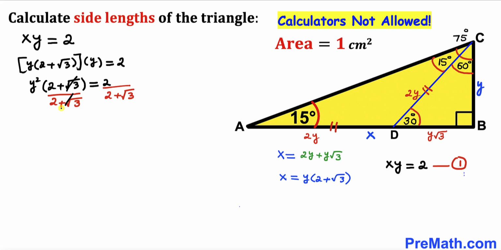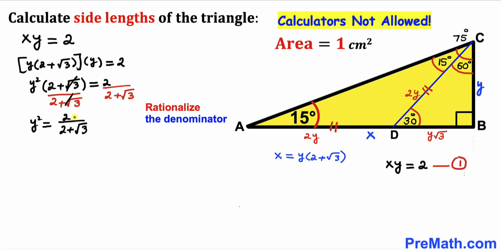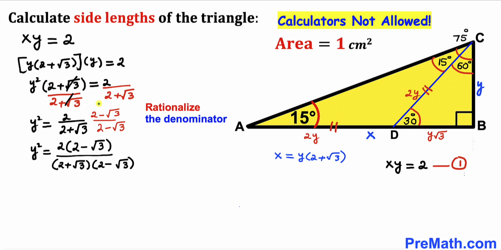This is gone. So therefore y square turns out to be equal to 2 plus square root of 3. And now let's go ahead and rationalize the denominator by multiplying by its conjugate, 2 minus square root of 3 divided by 2 minus square root of 3 as well. As you can see in this next step, I have multiplied out these numerators and the denominators as well.